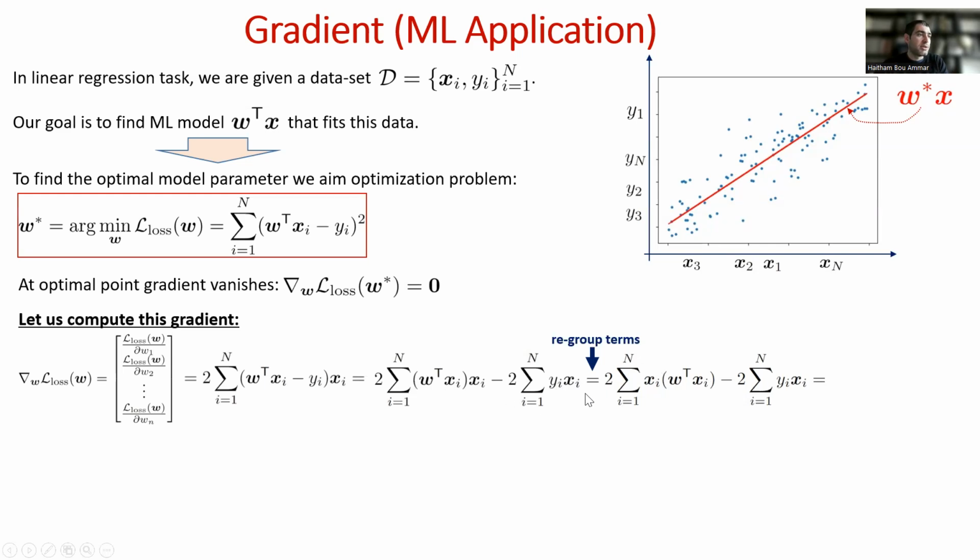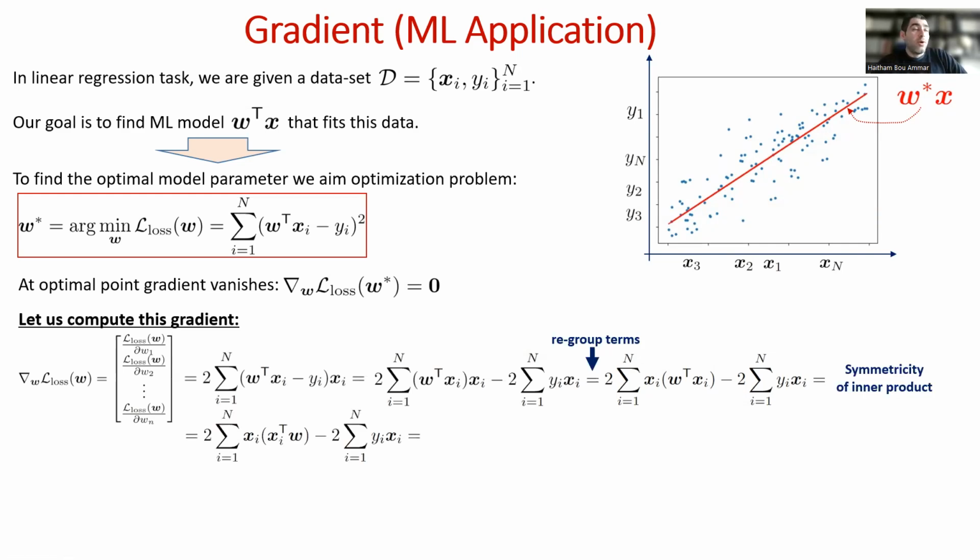And when it comes to the second component, please note that yi is just a scalar, so it's just the sum of yi multiplying xi, and xi is the data point vector. So here we don't even change the order. We only change the order in the first term here.